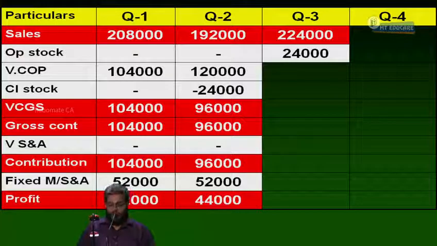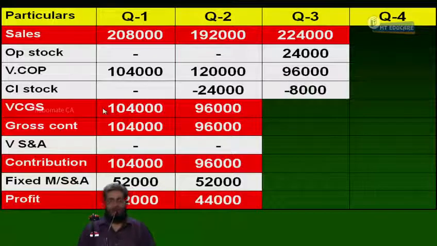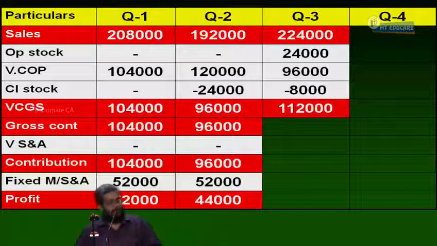Now, what is the number of units produced? 24,000. What is the variable cost of production? 24 into 4 gives you 96,000. Is there a closing stock? Yes. How many units? 2,000, valued at 4 rupees. The closing stock value is 8,000. 24 plus 96 minus 8 gives you a variable cost of goods sold of 1,12,000.